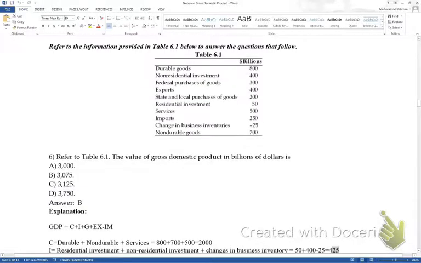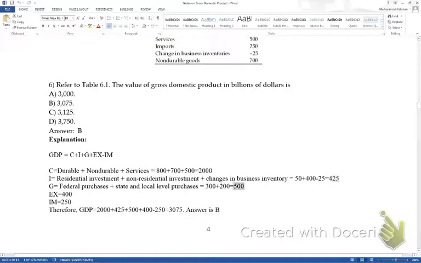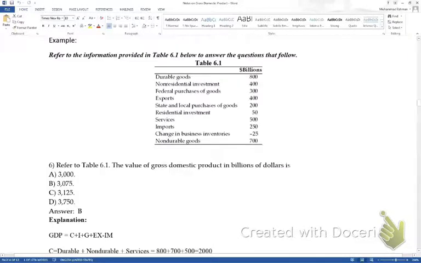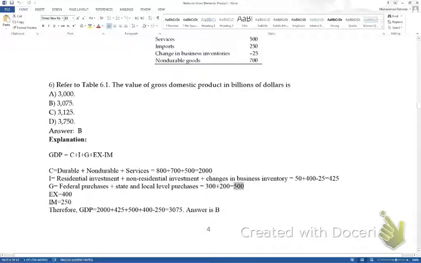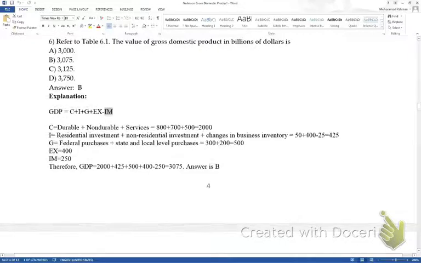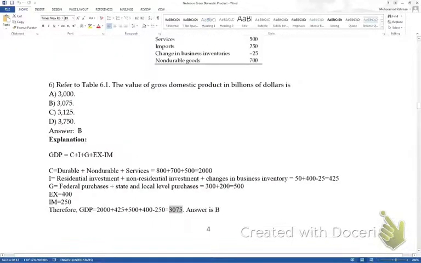You calculate I. Now government expenditure is basically straightforward. It's federal government purchases of goods and services, so that's the government expenditure at the federal level. Then state and local purchases of goods and services, that's government purchases at the state and local level. So you add those two up, you get government expenditure. Now it is given that your export is 400, import is 250, so you can simply add export and subtract import from the other components. So you just add C, I, G, and export, and you subtract import, and what you get is 3,750, and that's your GDP calculation.